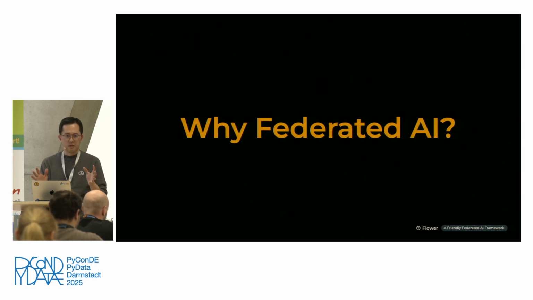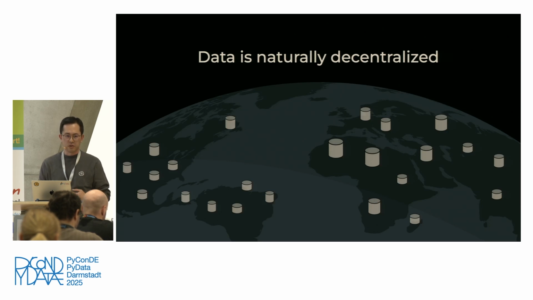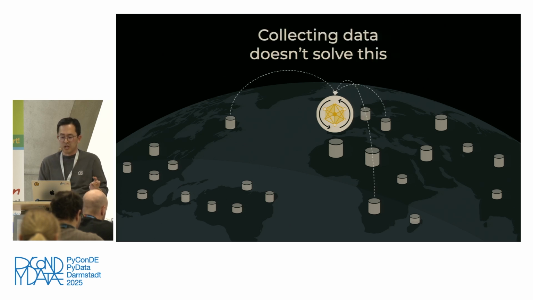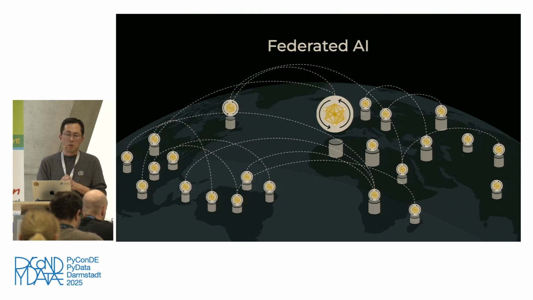Cool. I will start with just a bit of premise. Why federated AI? The data that we know is naturally decentralized, many data sources, and AI can't use most of it. The reason is if you want to collect all the data, there's a lot of restrictions, privacy regulations, and whatnot. It doesn't solve the problem. The concept of federated AI is simply to push the computations of the learning to the data sources itself, and thereby we work around the requirement to move the data to a single location.